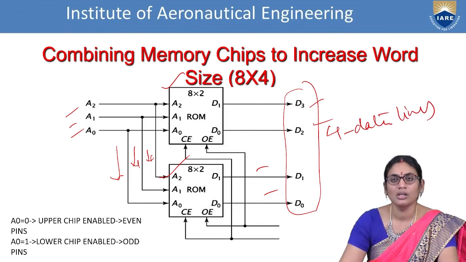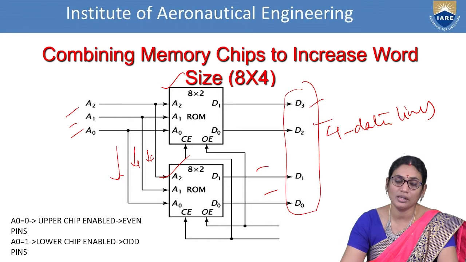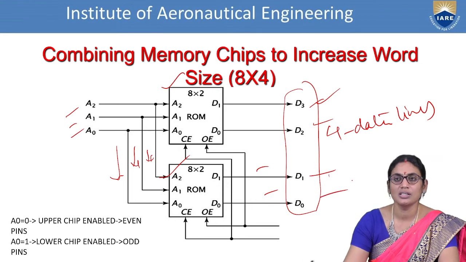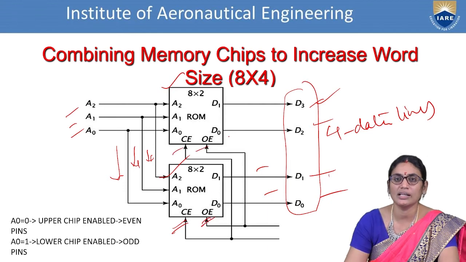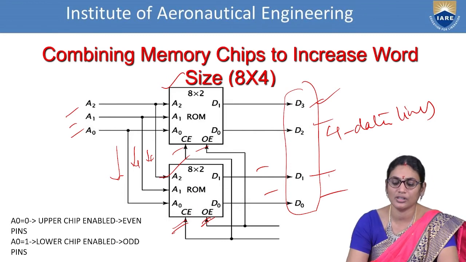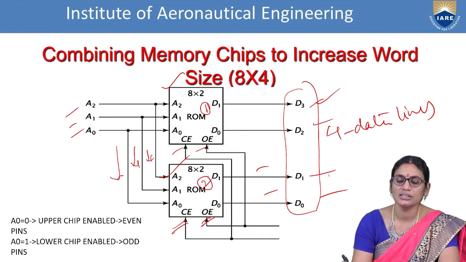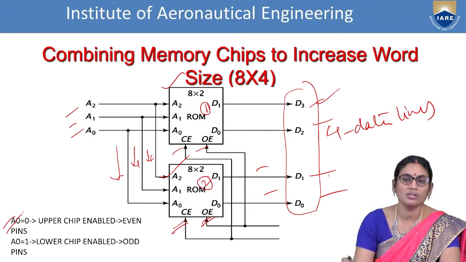Now the problem is, should I activate the lower chip or the upper chip? If I enable the upper chip, D3 and D4 will get selected. If I enable the lower chip, D0 and D1 will be selected. So how to decide which chip has to activate? For this we again have chip enable and output enable. The 3 address lines are specified for both chips. Now we have to decide which chip gets activated, the first one or the second one. That decision is made by the A0 pin.